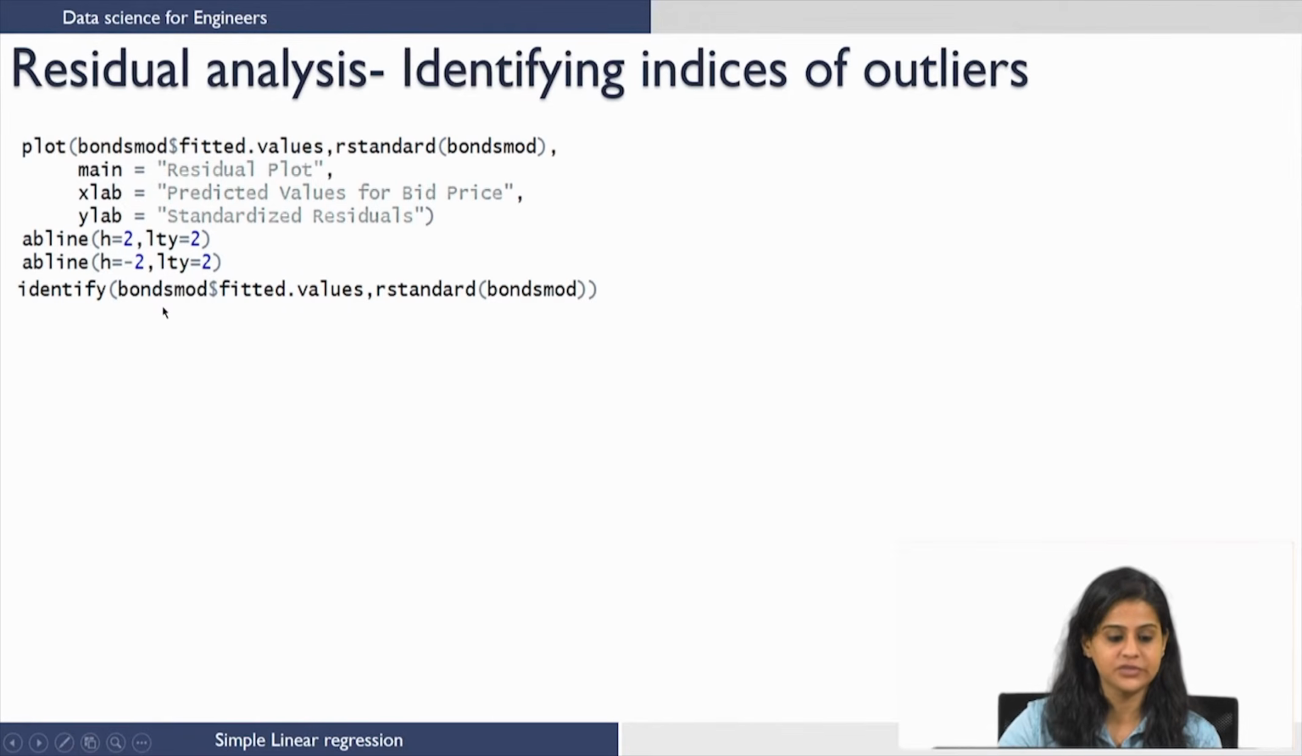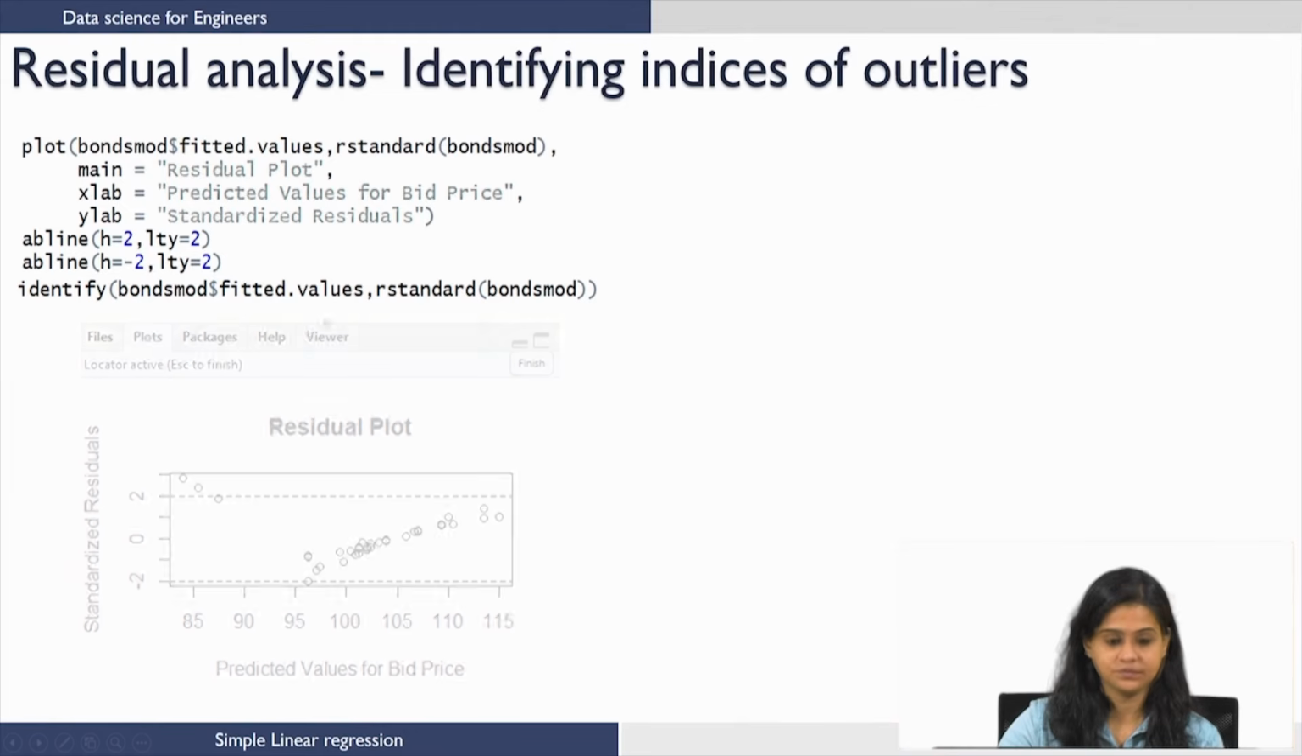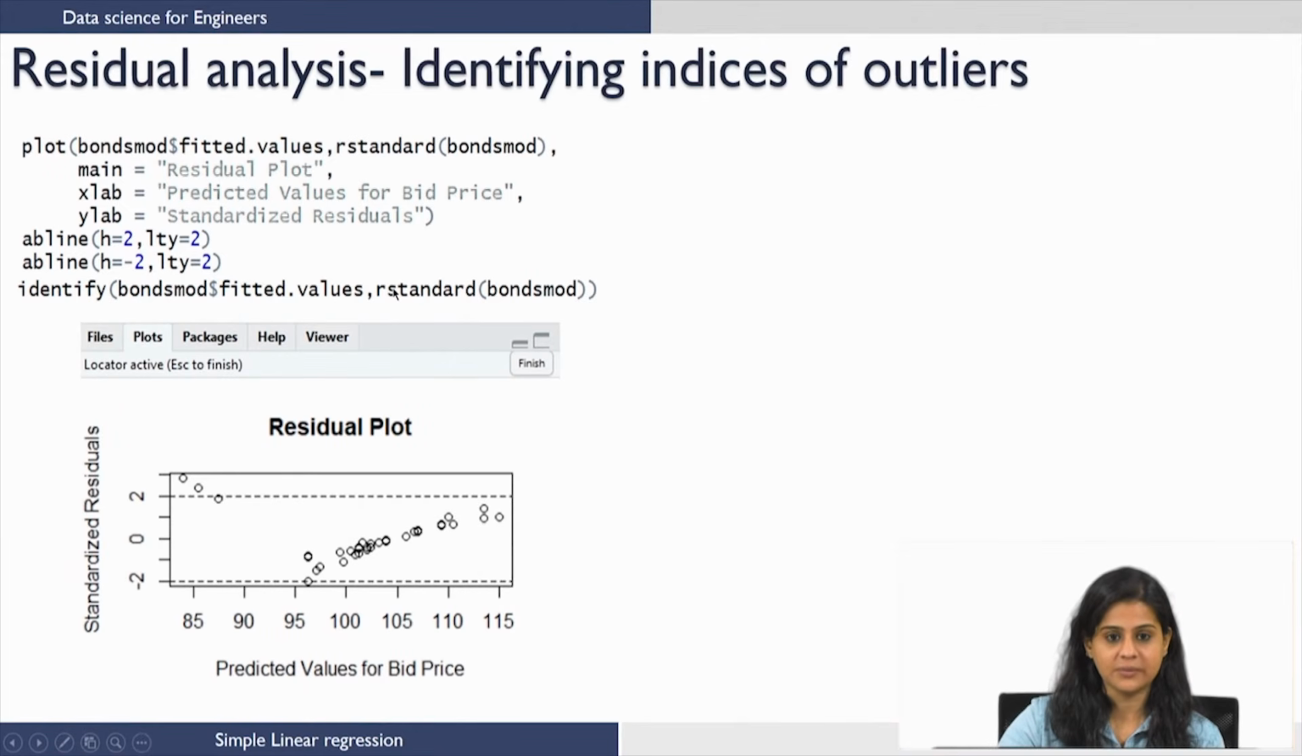Again here, if you see, I have fitted values from the Bond's model, and for the y parameter, I am plotting the standardized residuals. Now, once you execute the command, you will not get the output immediately. What will be displayed is the following snippet. On the left, you will see a finish button and a message being displayed. On this plot, we will need to click and identify each of the points. Now, let us see how to do that.